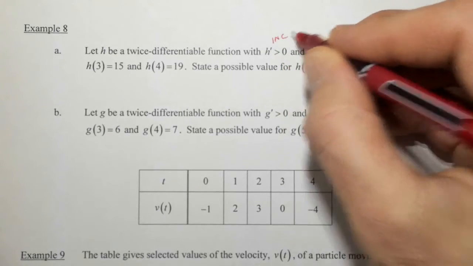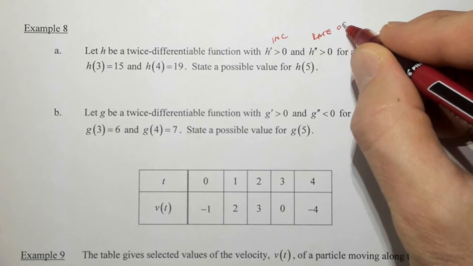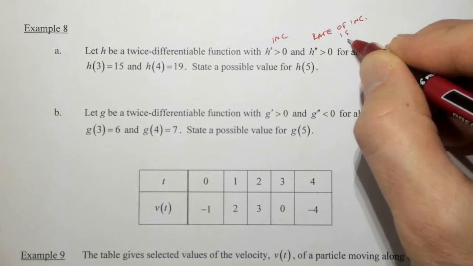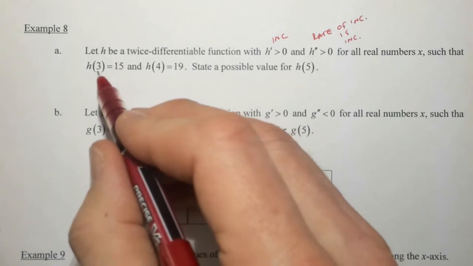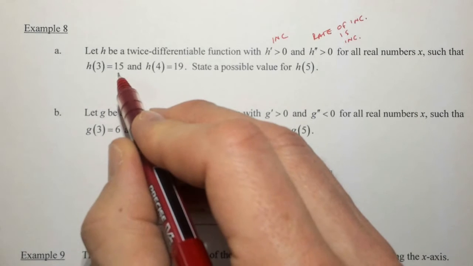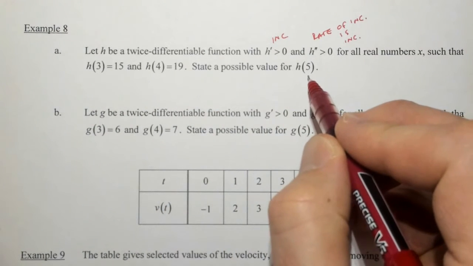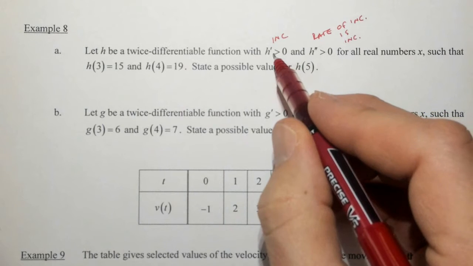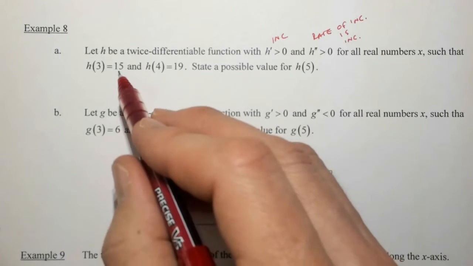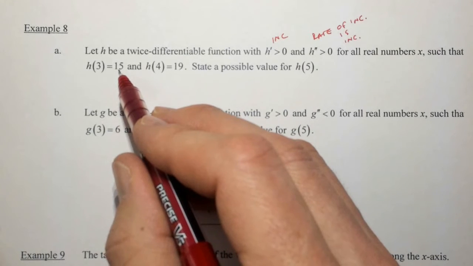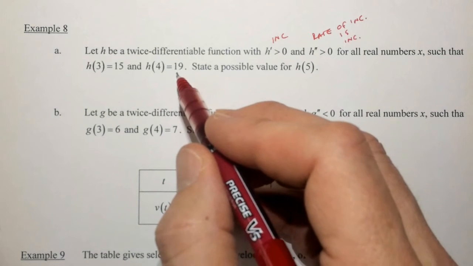It means that our function is increasing, and also the rate at which our function is increasing is increasing. Okay, so what do we know? We know that h of 3 is 15. We know that h of 4 is 19, and we have to state a possible value for h of 5. Well, we know that our function is increasing because the derivative is positive. And that makes sense: we're at 15, and then when x increased by 1 unit, we bumped up to 19. So our function is increasing.